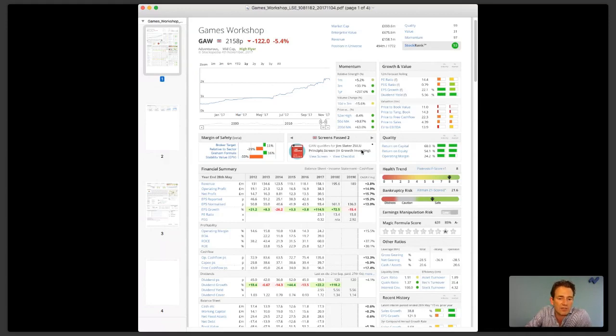You can see here also it qualified for one of my favorite screens, the Slater Zulu screen, and it had a PEG of 0.79. So a PEG of 0.79, let me switch to my slides to explain what a PEG is. Here we go, back to my slides.